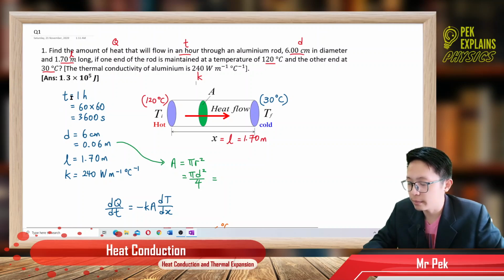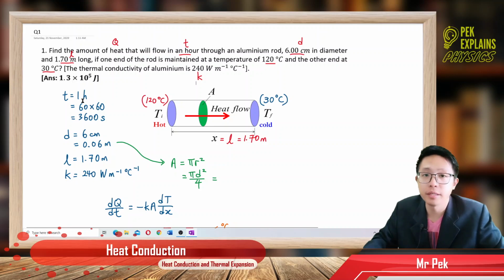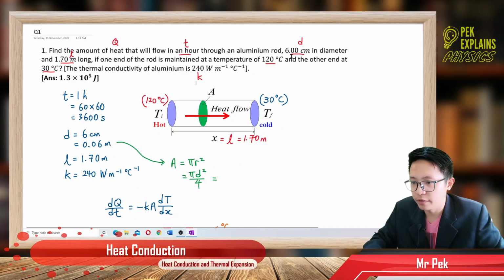So I summarize the information down here. The time taken is 1 hour, so we must convert to SI unit, second. 1 hour is 60 minutes times 60 seconds, we have 3,600 seconds. And the diameter is given in cm, so remember to change to SI unit, meter. Divide by 100.